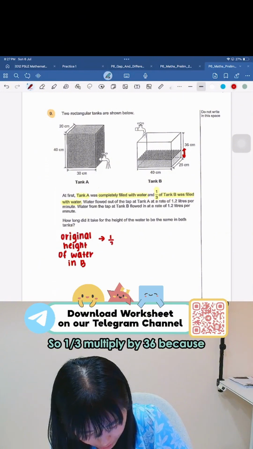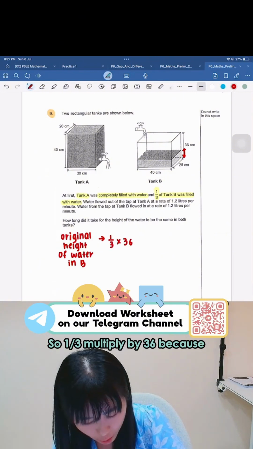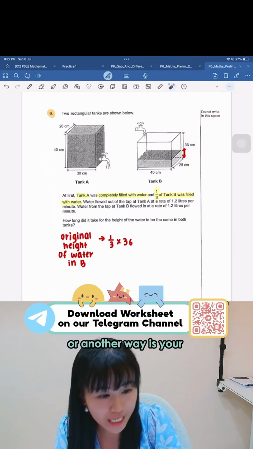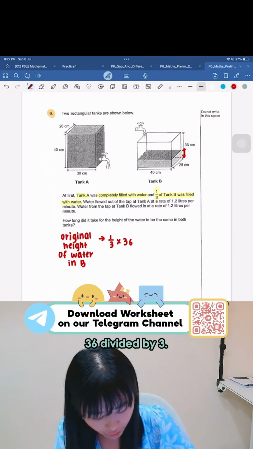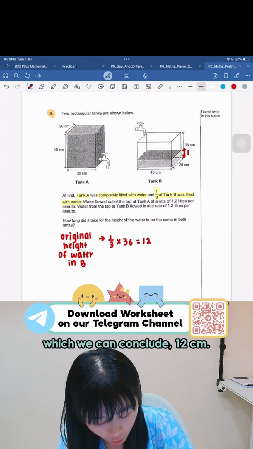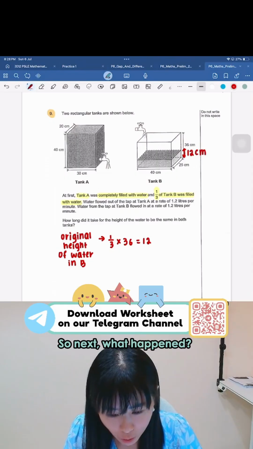So 1/3 multiplied by 36, because it's 1/3 of your total height here, right? Which is 36. Or another way is 36 divided by 3, right? What you will have will be your 12 cm, okay? Which we can conclude is 12 cm.